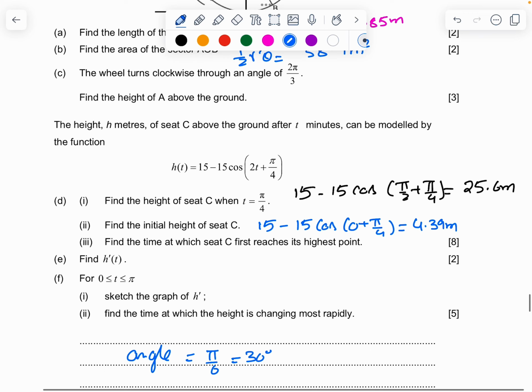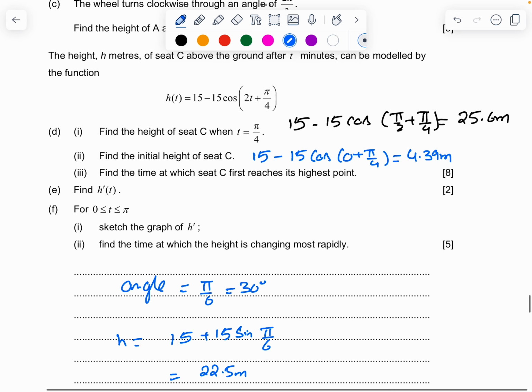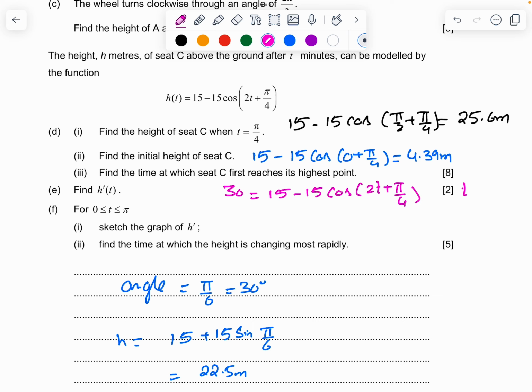Find h prime t. Or find the time at which the seat C reaches its first highest point. What is the highest point? Highest point is 30. So 30 equals to 15 minus 15 cos 2t plus pi by 4. Use the calculator. You should be getting it out. T value is 1.18. Find h prime t. What is the value for h prime t? H prime t is 30 sine 2t plus pi by 4.